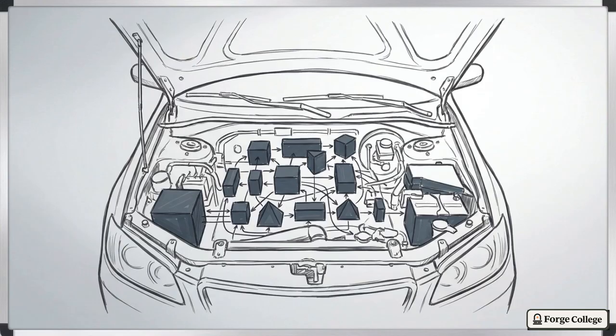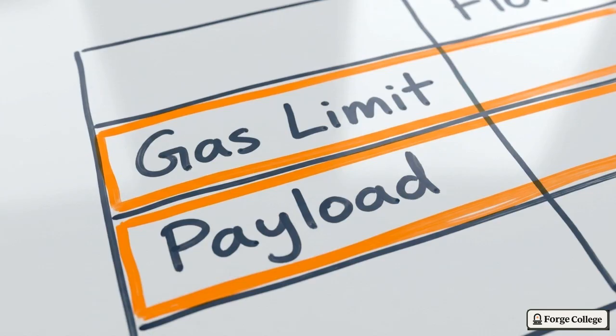In our next lesson, Transaction Basics and Structure, we'll finally look under the hood at the specific fields, like gas limits and data payloads, that make these ordered edits possible.